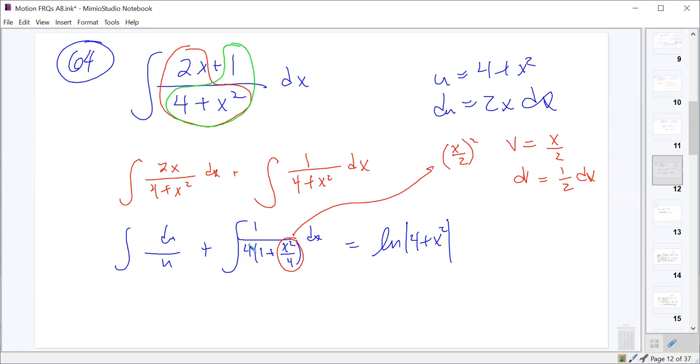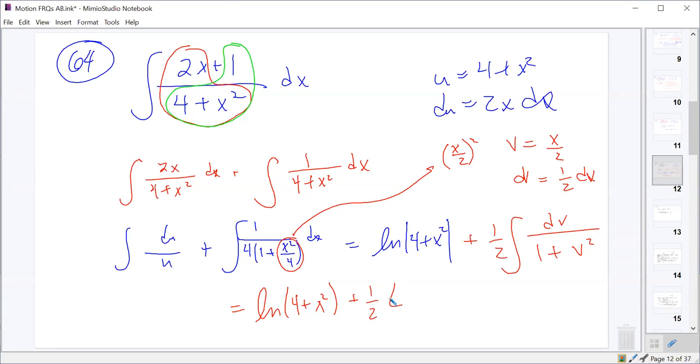That means I'm still going to have a half left in there if I pull the half out of it. So we'll say plus 1/2 the integral of dv over 1 plus v squared, and that should be the inverse tangent of v. And what was v? x over 2. Everybody good there? Any questions on that one?